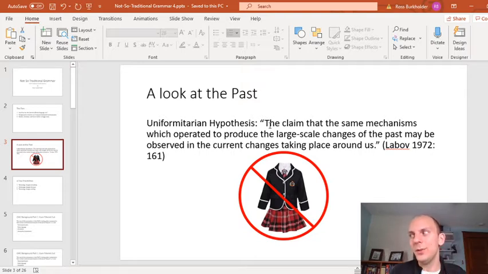It has nothing to do with uniforms, if you're wondering what the image has to do. That's how you can remember this. Uniformitarian hypothesis, nothing to do with uniforms. Uniformity across time periods in the changes that take place.